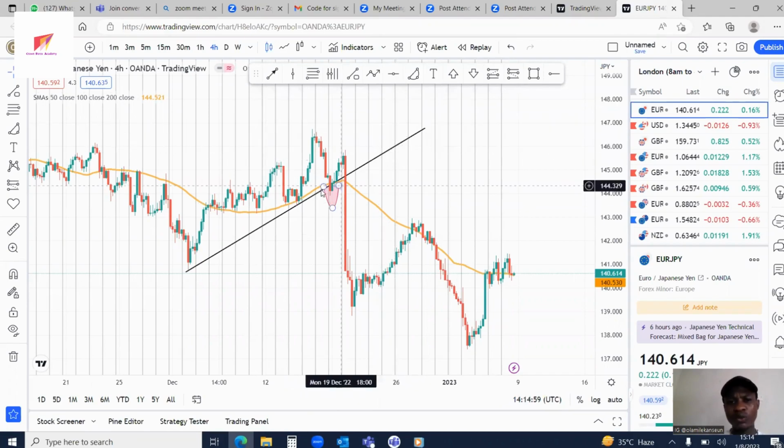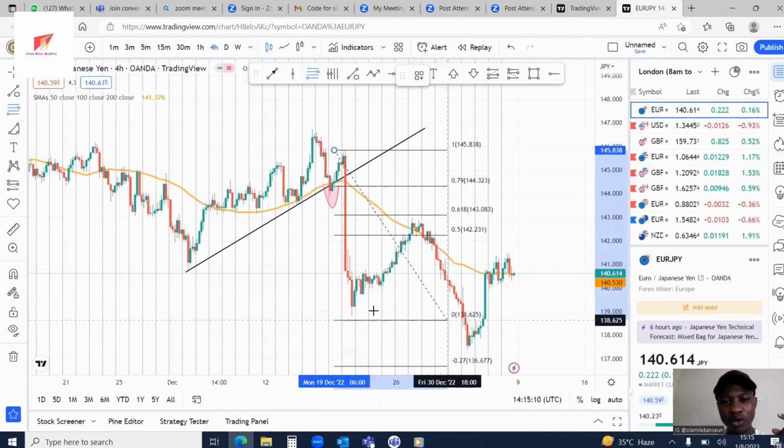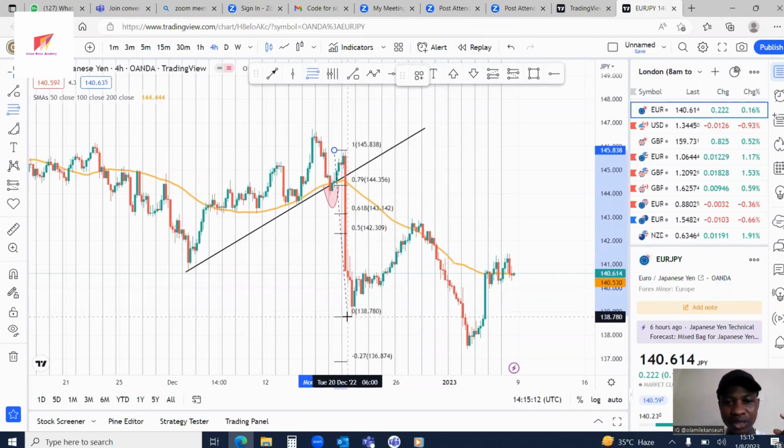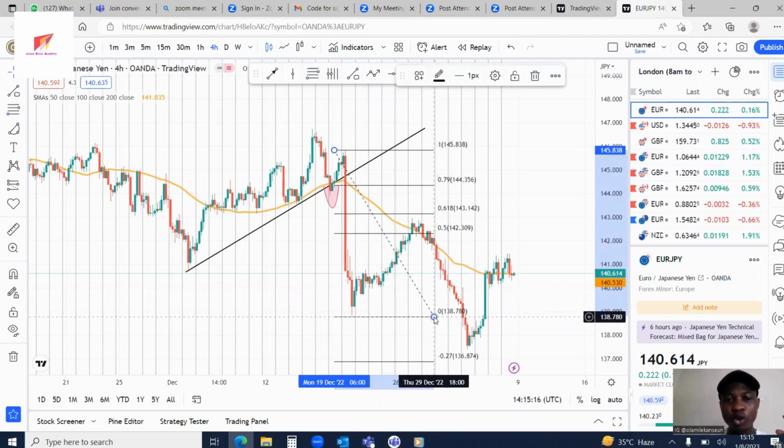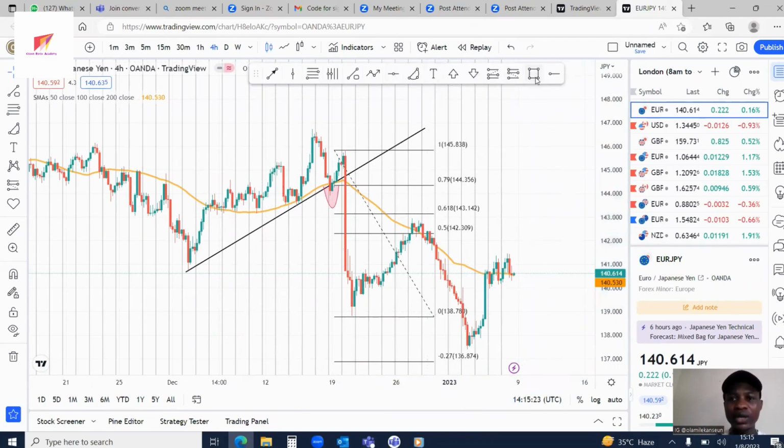So when the market broke this recent low, what I did is pick up my Fibonacci retracement and place it from the recent high to the recent low. The recent low is this. Just place it there, and you watch out for the zone of 0.5 and 0.618. If you look at that zone, it happens to be here.